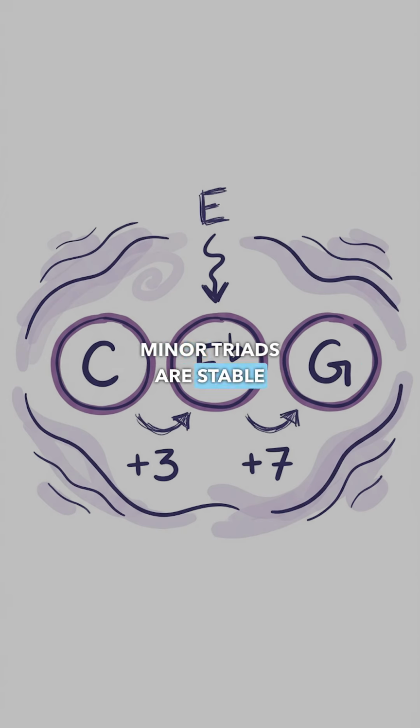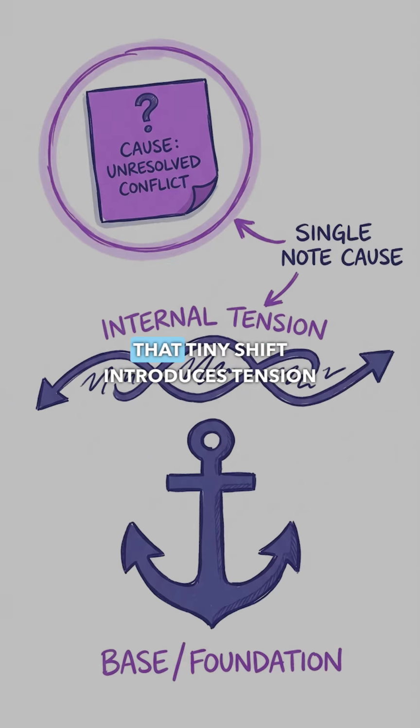Minor triads are stable but emotional, changing only one thing: the third drops by one semitone. Root, minor third, perfect fifth, plus 3, then plus 7. C minor is C E flat G. That tiny shift introduces tension inside the chord while the fifth still holds it together. The result is something grounded but inward facing, moody, and reflective.